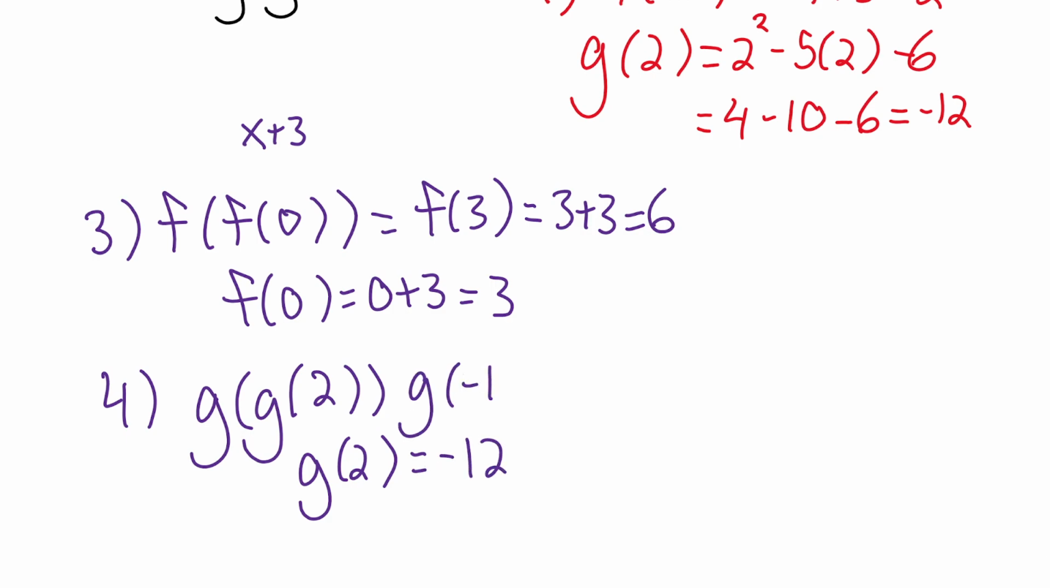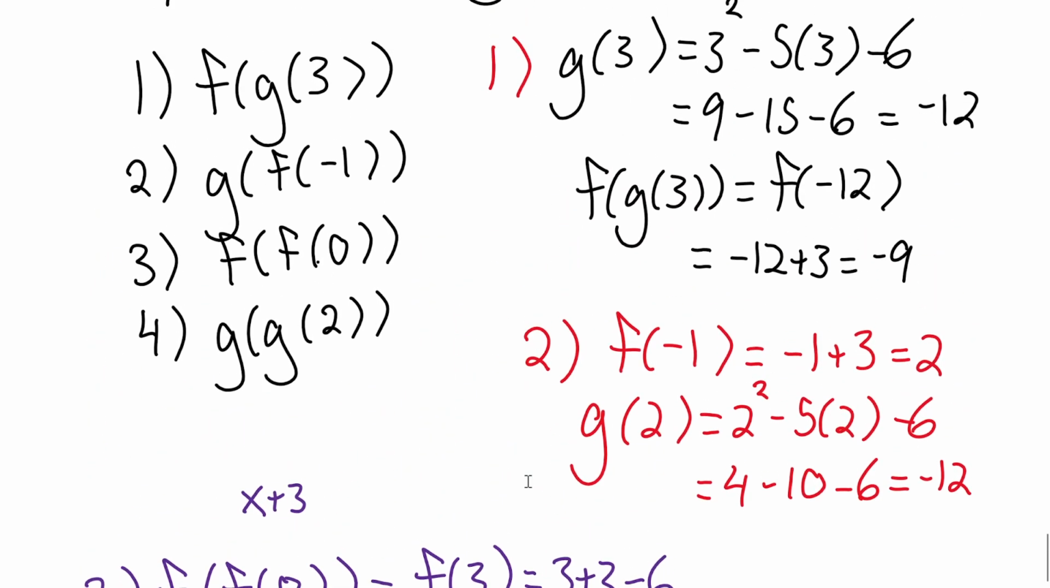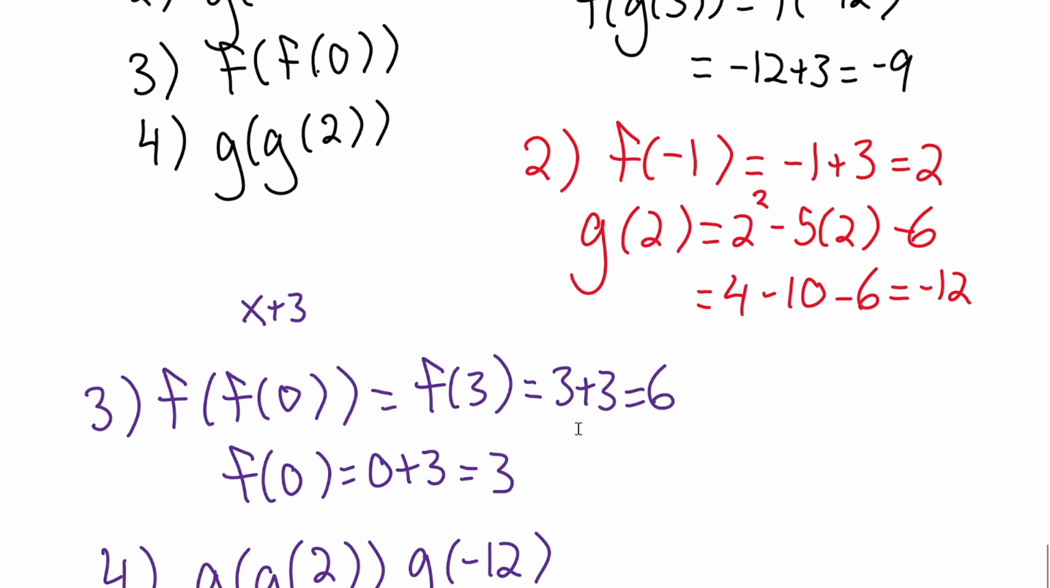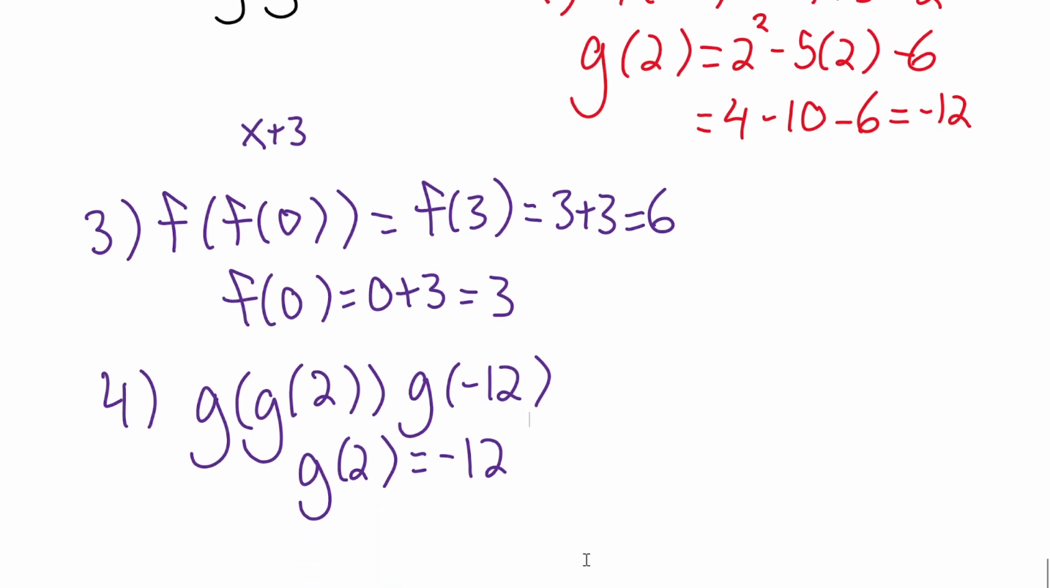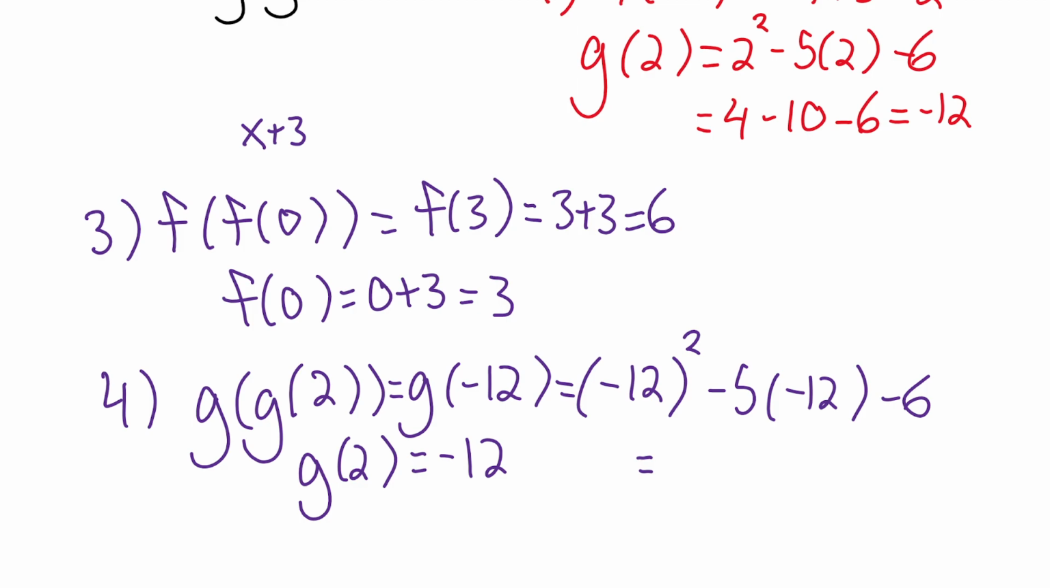So then we're going to find g of negative 12. Sounds familiar. Did we do that one? No, we did f of negative 12. So we do need to actually do g of negative 12 then. Sorry, this should be equals negative 12. So we have negative 12 squared minus 5 times negative 12 minus 6. Okay. So this equals 144. Negative 12 times negative 12 is 144. Plus 60 minus 6. So this will be 204 minus 6. So we'll get 198 as our final answer.